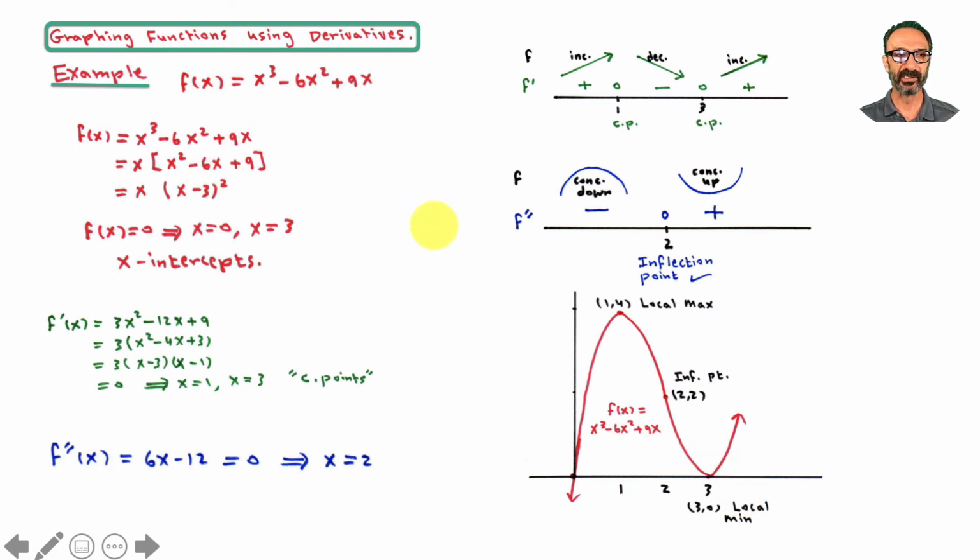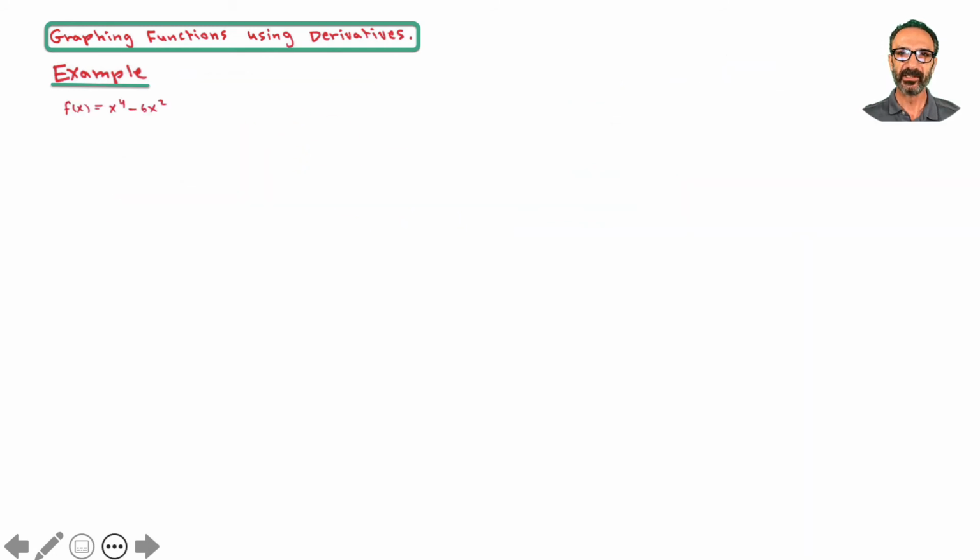Let's take another example. This time it's going to be to the 4th, not to the 3rd degree. X to the 4th minus 6x to the 2nd. This is a 4th degree one, not a 3rd degree. Factor out x to the 2nd. We get x to the 2nd minus 6. This is considered to be a difference between two squares. You might wonder, why is 6 being considered a square? Well, it is a square of square root of 6, as you can see.